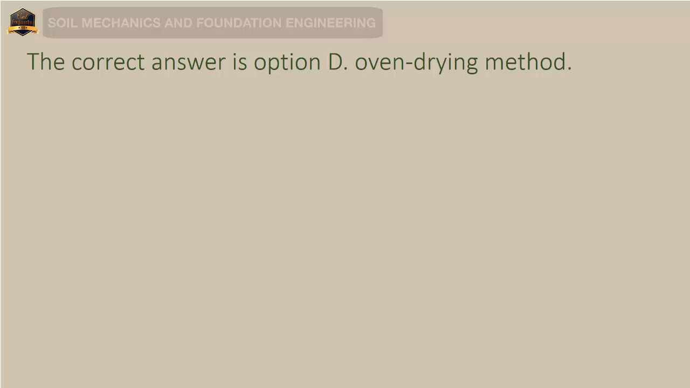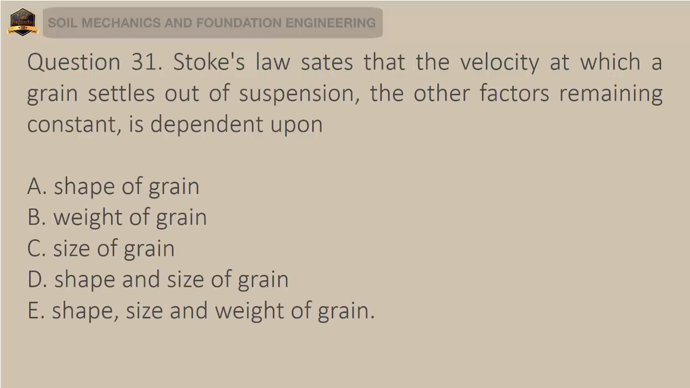Question 31. Stokes' law states that the velocity at which a grain settles out of suspension, the other factors remaining constant, is dependent upon: A. Shape of grain. B. Weight of grain. C. Size of grain. D. Shape and size of grain. E. Shape, size and weight of grain.